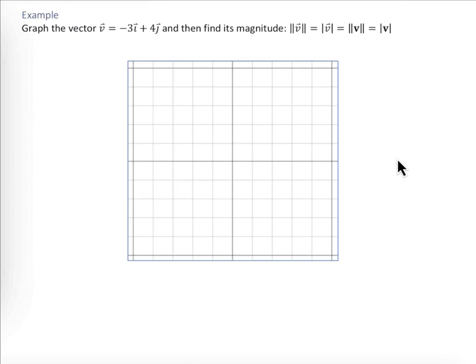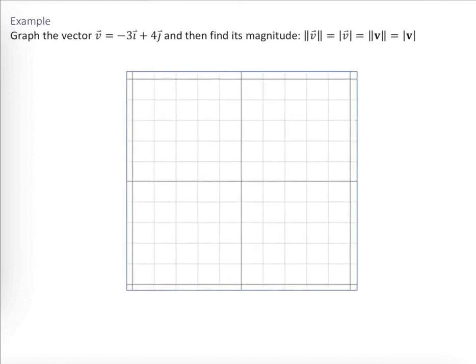So let's look at a quick example. We are given the vector negative 3i plus 4j, and essentially that is in component form. We could write this as a position vector in position vector form by using pointy brackets, negative 3, comma 4. Both of these are essentially the same vector represented in two different forms, position vector form or component form.